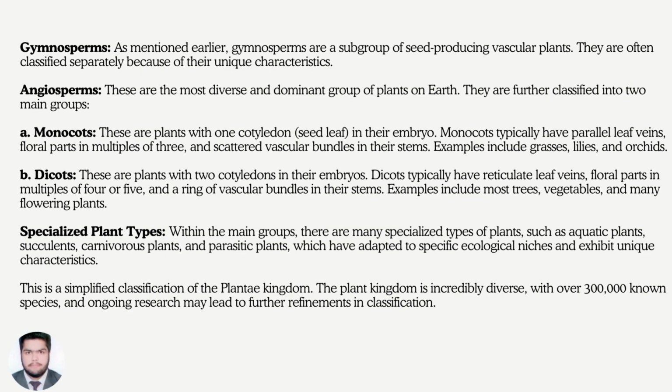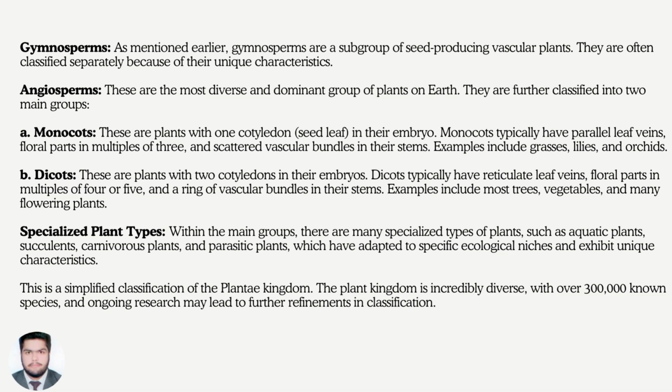Gymnosperms and angiosperms. Gymnosperms, as mentioned earlier, are a subgroup of seed-producing vascular plants. They are often classified separately because of their unique characteristics. Angiosperms. These are the most diverse and dominant group of plants on Earth. They are further classified into two main groups, monocots and dicots.